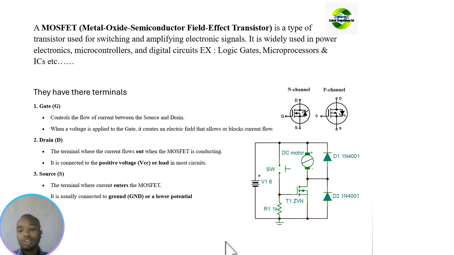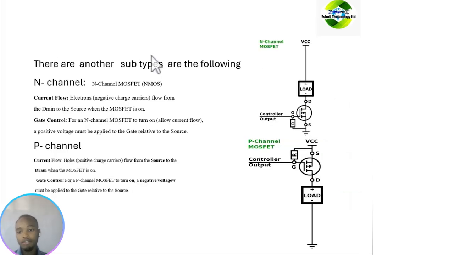Let's continue with the terminals, or pins, of the MOSFET. It has a gate, drain, and source. Let's continue to explain those terminals. Here are the subtypes of MOSFET. It has two subtypes. The first one is called N channel, or negative channel, and the other is the positive channel, or P channel.